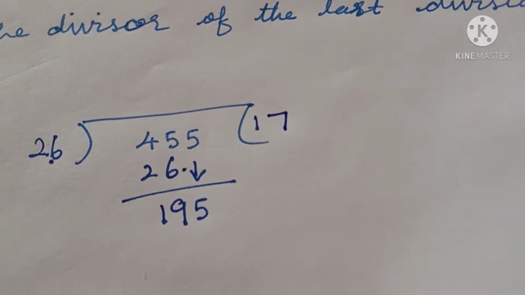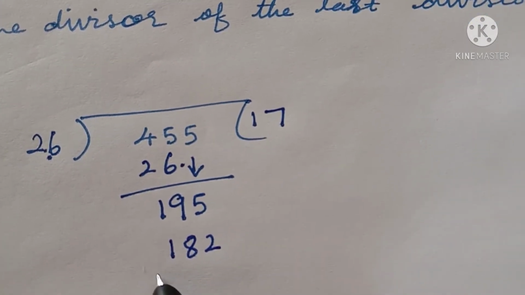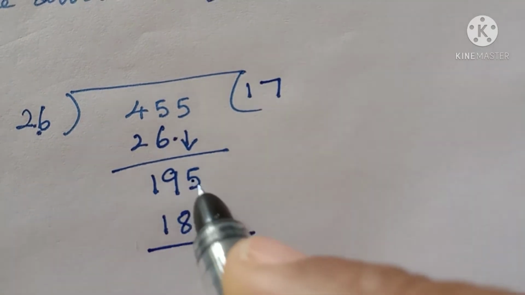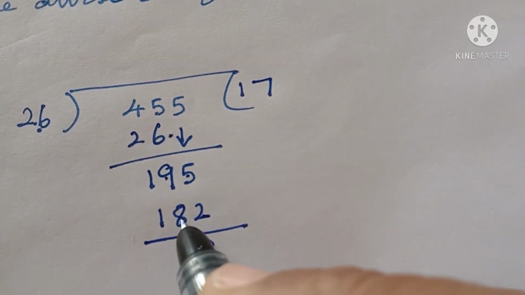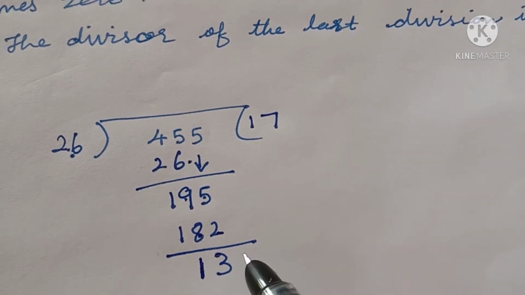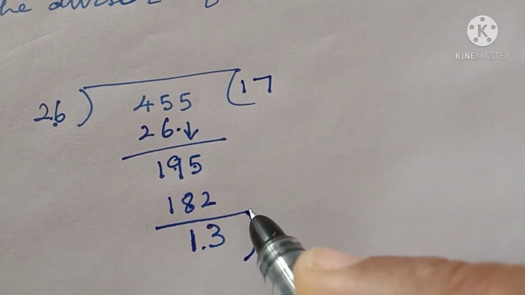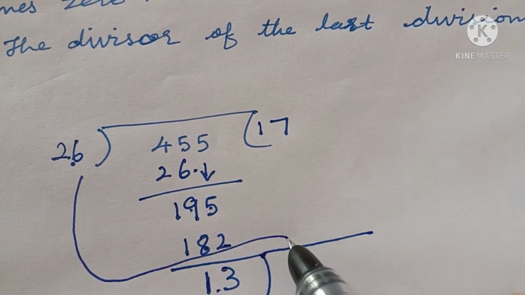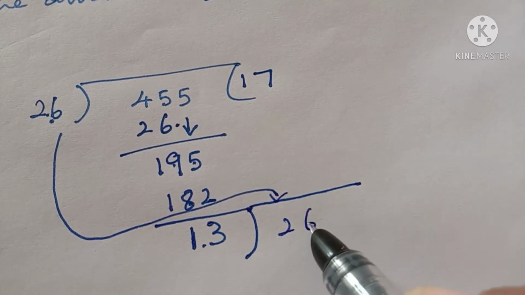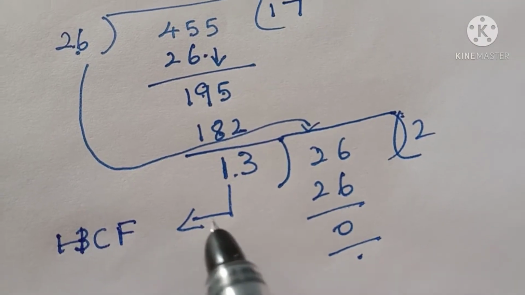26 sevens are 182. 5 minus 2 is 3. 9 minus 8 is 1. So the new divisor is 13 and the dividend is 26. So the HCF is 13.